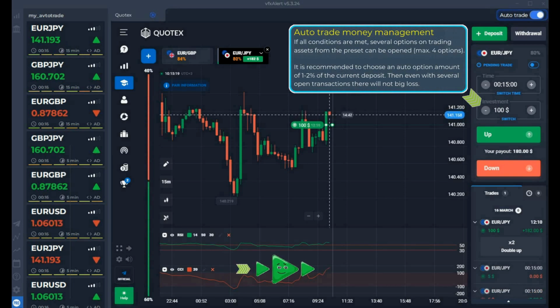If auto trade is on one asset, it will open only one option. You can increase the transaction amount up to 5 or 10% of the deposit. Stop trading after 2 losses in a row. Pause for market analysis. If the strategy works, we continue auto trade.